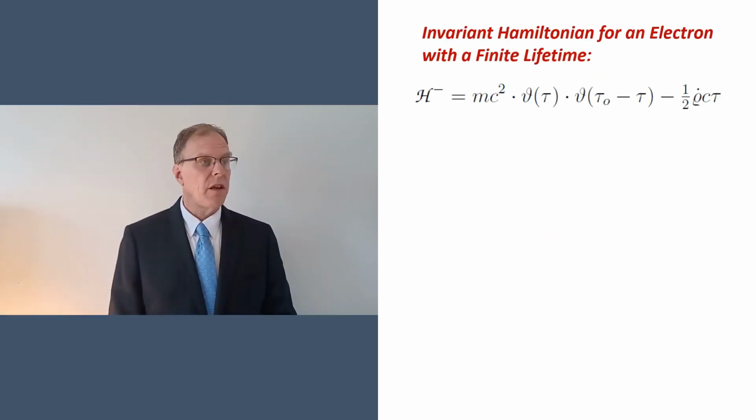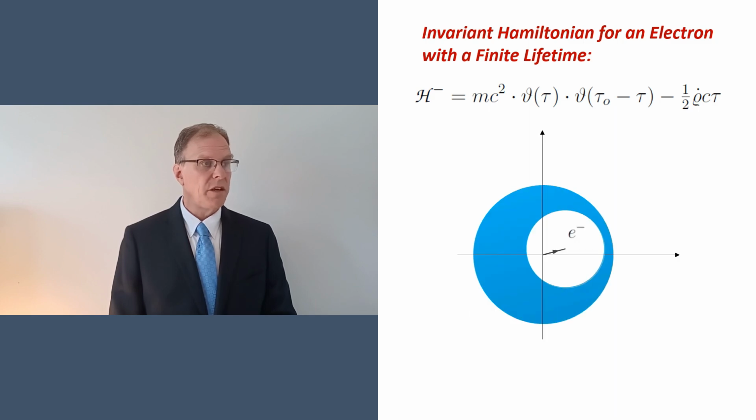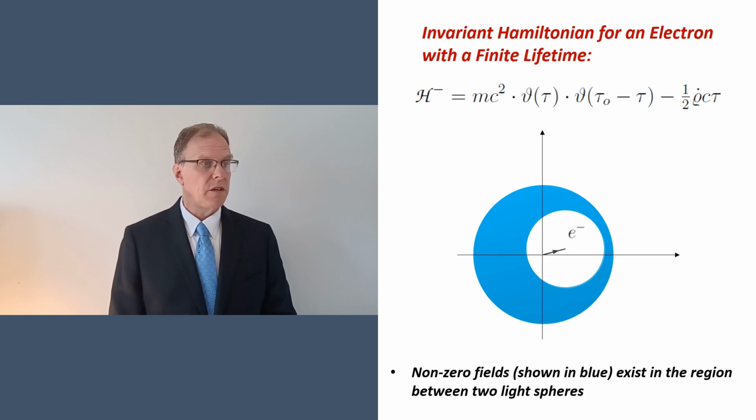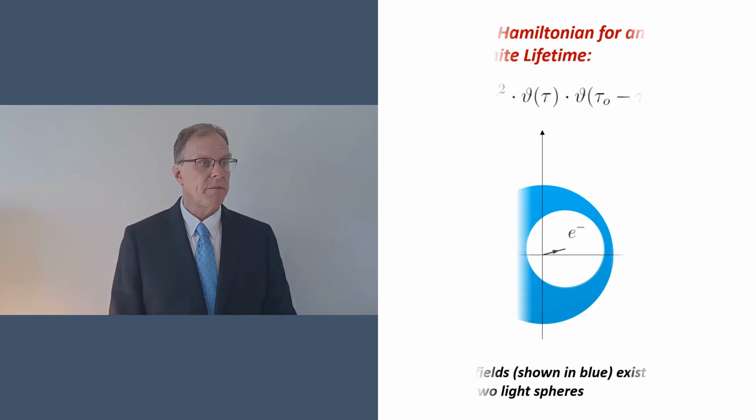Now let's take our theory one step further. This formula is the Hamiltonian for a radiating electron created at time tau equals 0 and then destroyed at a later time tau naught, as indicated by the presence of both creation and annihilation step functions on the right side of the formula. This simple illustration shows that the non-zero fields, shown in blue, exist within two expanding light spheres, which are in general not concentric if the particle is moving.